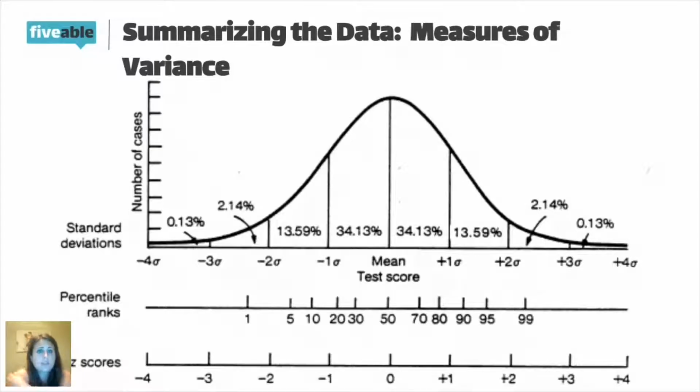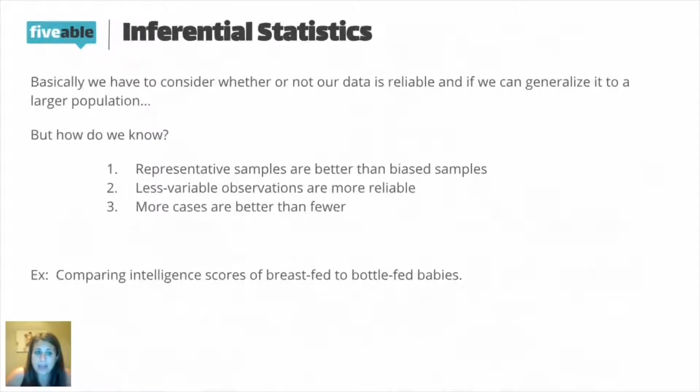So for inferential statistics, we basically are just trying to consider, is our data reliable or not? Because if my data is not reliable, then I can't make some broad statement about humans or about the population as a whole. So how do we know if our statistics can be inferred like that? There's 3 keys that we look for, and you should know these.